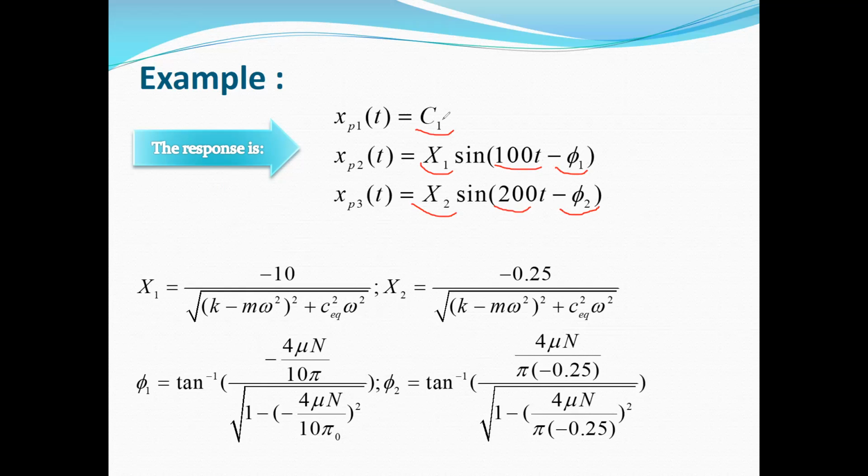The C1 can be easily obtained, similar to the previous example. I mean, you can substitute into the main equation and obtain C1. But for XP2 and XP3, you need to obtain the amplitude and the phase angle by using these two formulas. And once you substitute here, you can solve the equation for X1 and X2 and obtain the amplitude of the response and also the phase angle, as you can see by using these two formulas. And finally, the total particular response, which is equal to XP1 plus XP2 plus XP3. Okay, any question? Is it clear?